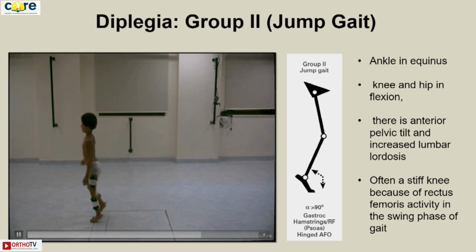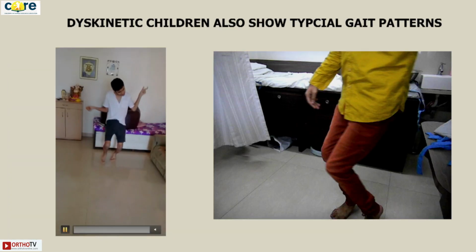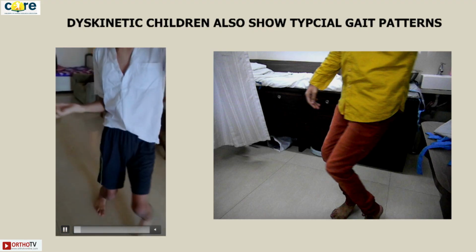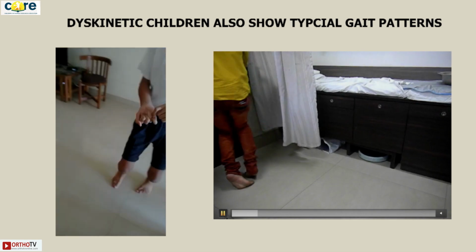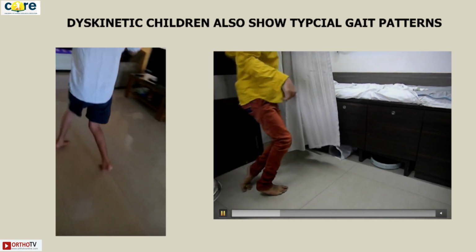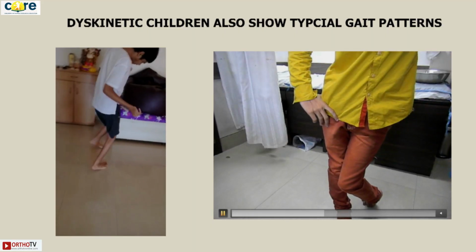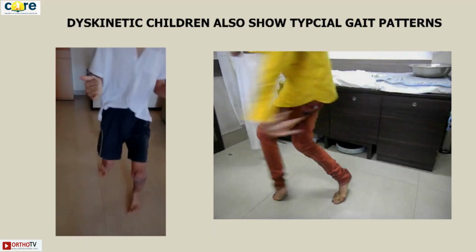And this can again be seen in an older child. You may have different patterns. So this child is a disconnected child, and see how he walks. Again a jump gait pattern, but a much older child. And this child is again older, 16 years old, with a jump gait pattern: hip and knees are flexed, pelvis is tilted anteriorly. So that pattern may persist if they go untreated, and that is why these children cannot walk long distances, because of the energy consumption.